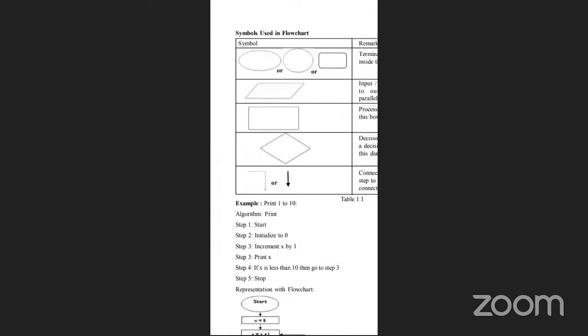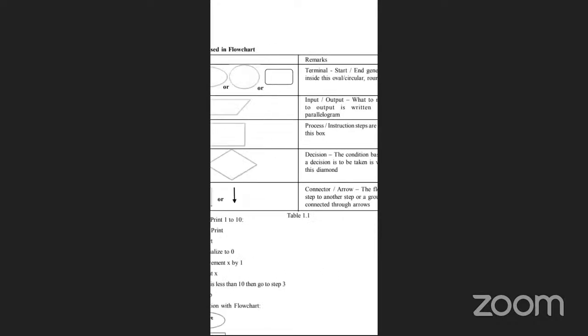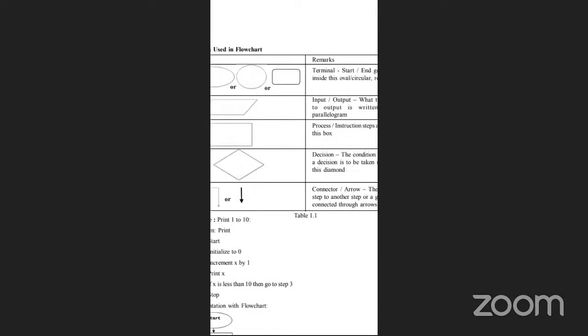Connected arrows show the flow from one step to another. The first symbol is the oval, also round or rectangular. Inside this oval we write what needs to be written, such as the start terminology.